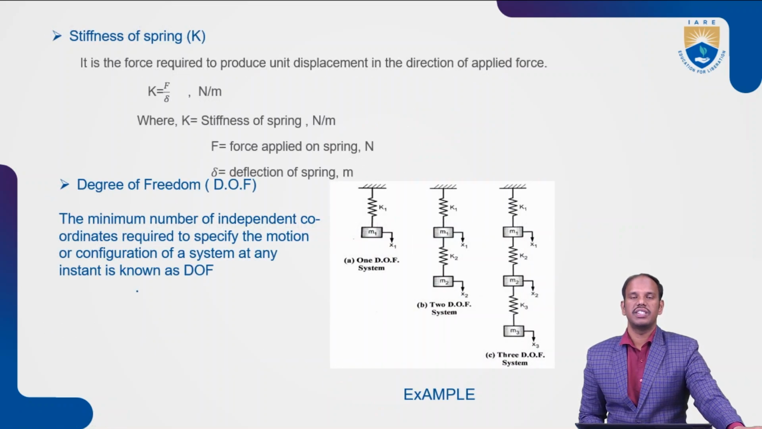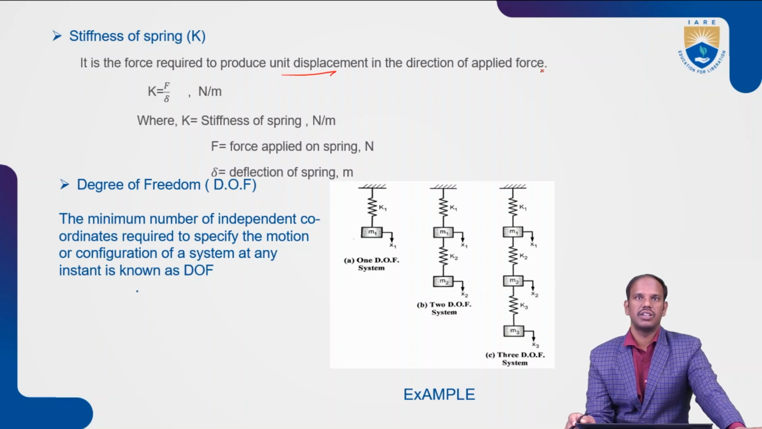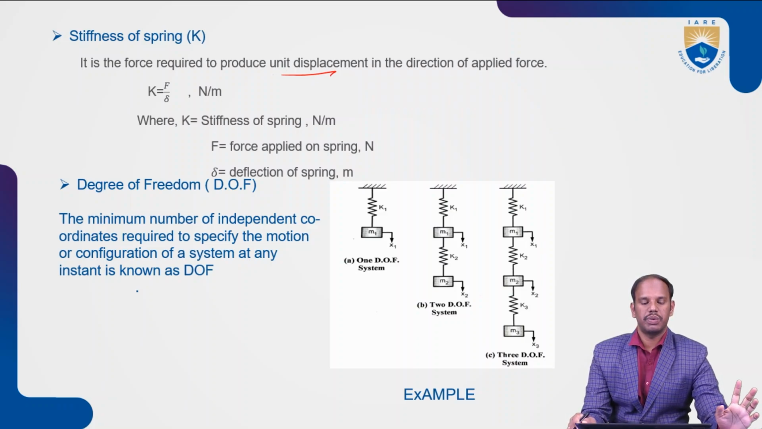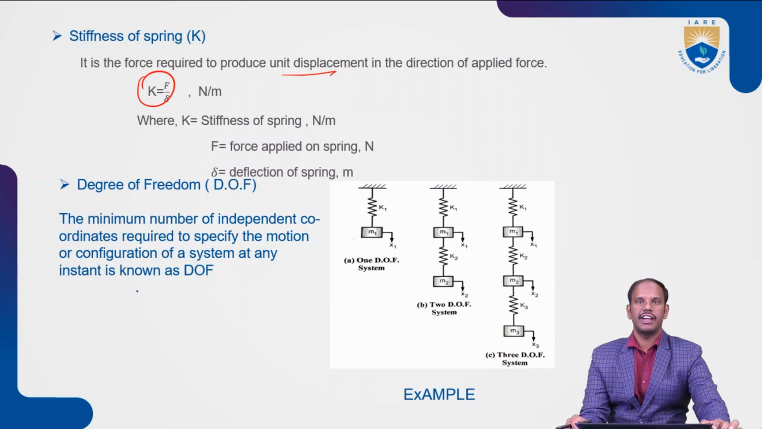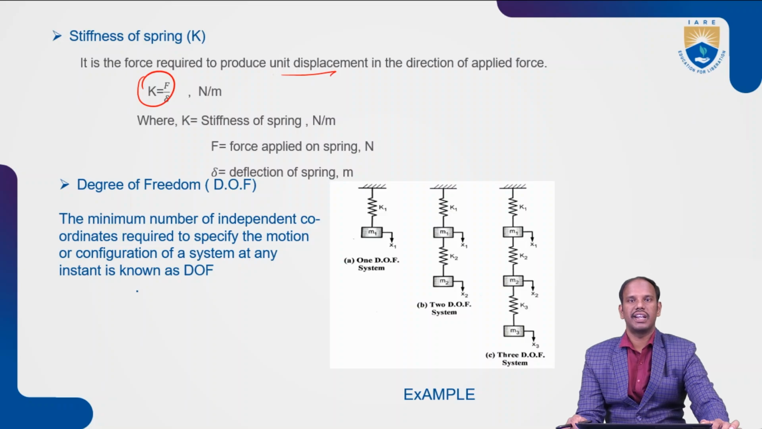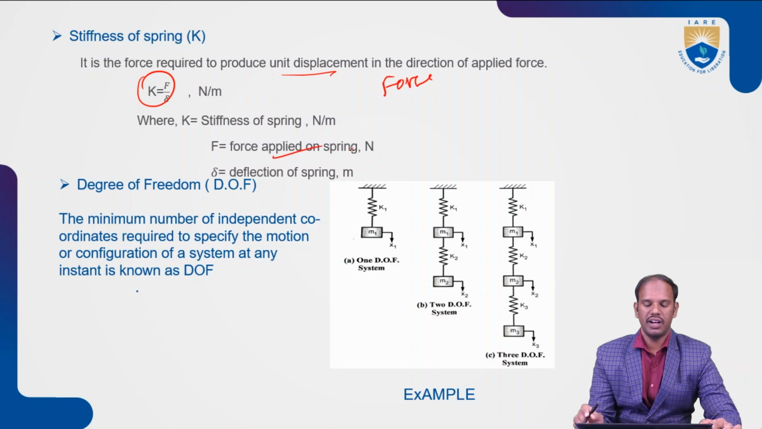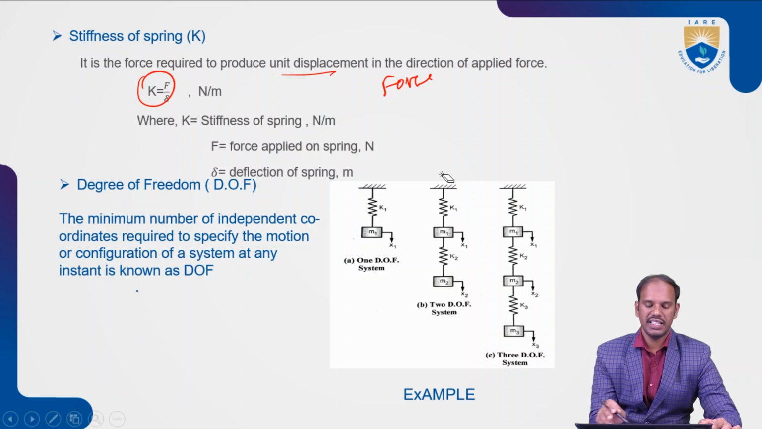Stiffness is one of the properties of the material, which produces a unit displacement in the direction of applied force. So it is the force required to produce unit displacement in the direction of applied force, which is the stiffness of the spring. We can write it as K equals F by delta, where F is the force applied on the spring, K is the stiffness of the spring, and delta is the deflection of the spring.